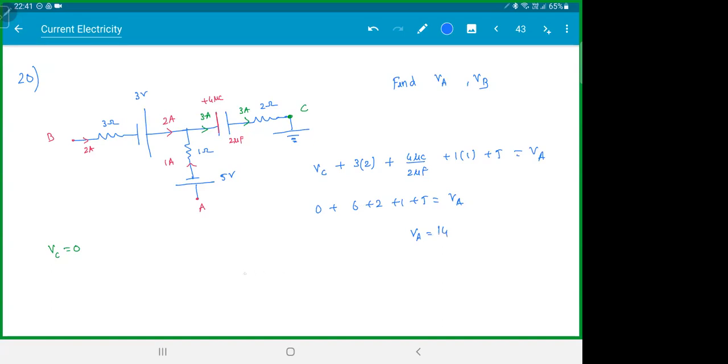Now same thing. I can go from VC to VB. VC plus 3 into 2, plus you're going from negative to positive plate, 4 microcoulomb by 2 microfarad. Please ask me if I get confused. You're going opposite to the 3 volt battery. You're going opposite to the current. So plus 2 into 3, you reached VB. VC is 0. This is 6 plus 2 minus 3 plus 6. That would be 6, 6, 12, 12 plus 2, 14. 14 minus 3, VB is 11 volts. Please check this out. Ask me if you're confused with the sign convention.